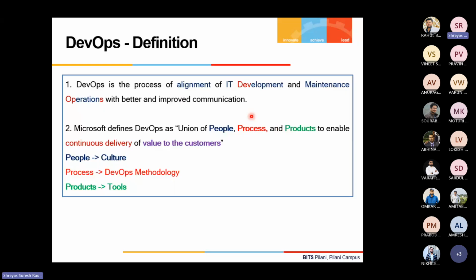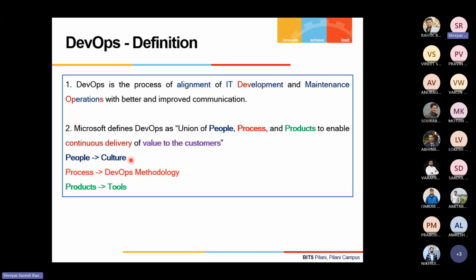So the traditional definition is alignment of IT, development and operations. Microsoft, I like this definition better: union of people, process and products to enable continuous delivery of value to the customer. So they emphasize the 3 Ps: people, process, product. So ultimately it's a culture.